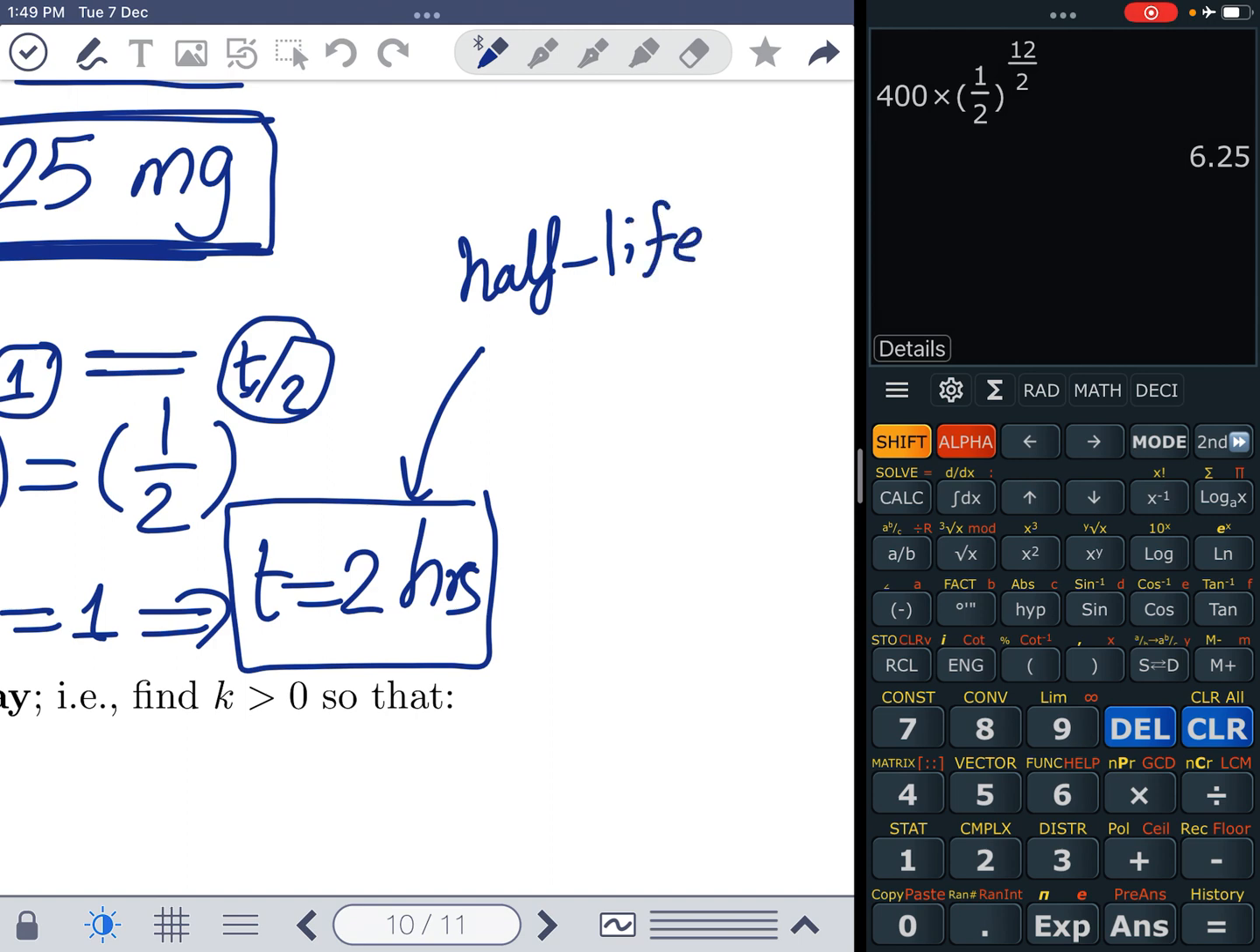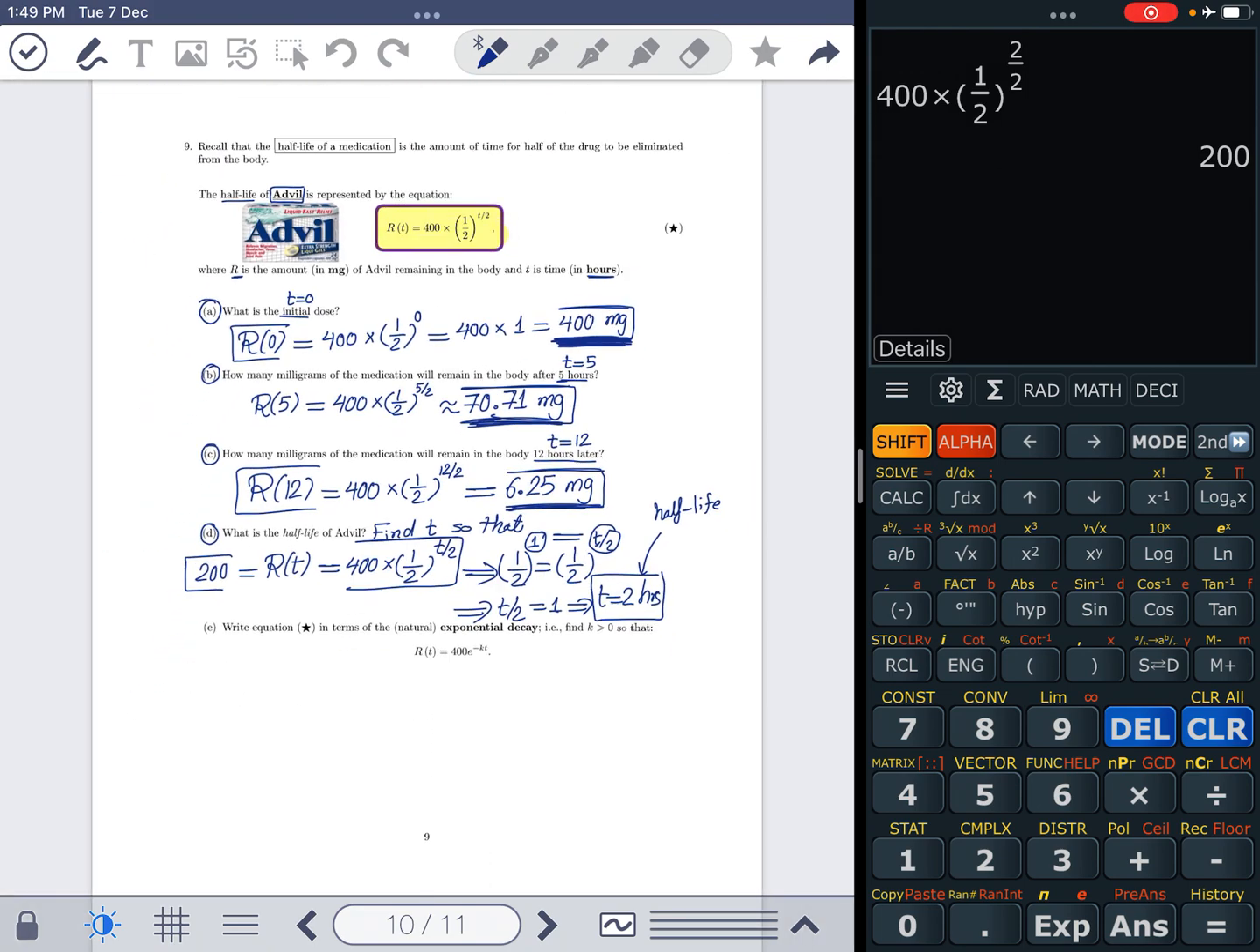And how do we make sure? Go back to here, and instead of 12, we'll keep it as 2 hours. And look, if you ask how much is left in your body after 2 hours, it equals 200 milligrams. So the half-life is 2 hours.